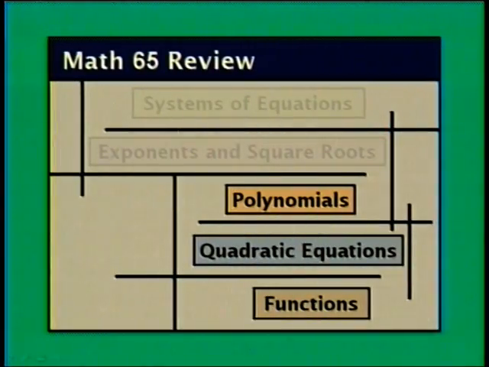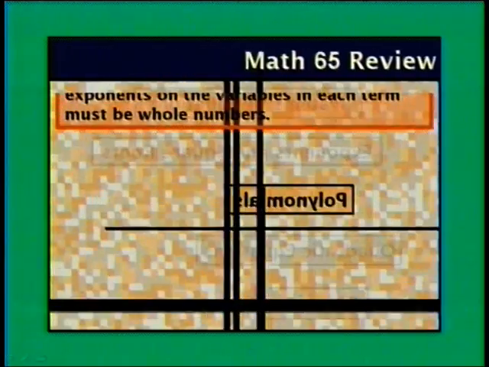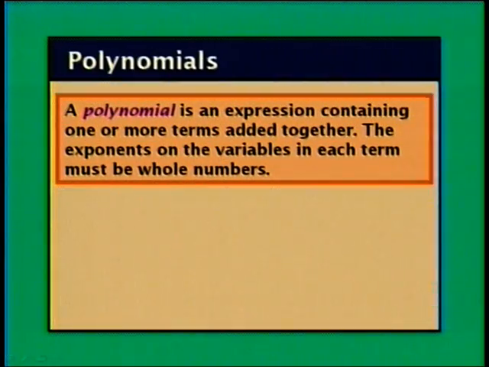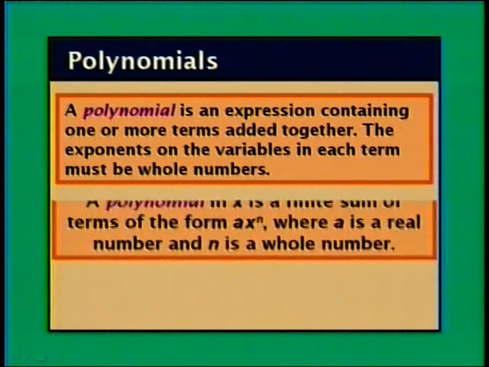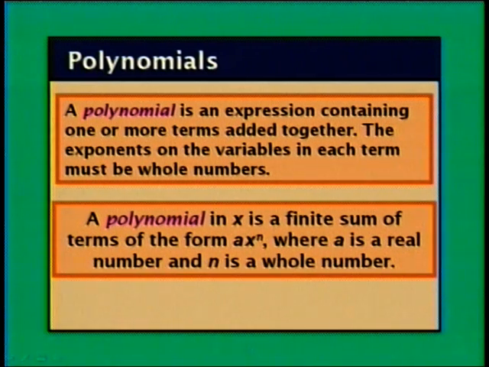Let's move on to polynomials. We began with a whole lot of definitions. A polynomial is an expression containing one or more terms added together. The exponents on the variables in each term must be whole numbers. We had a different way for the same definition. A polynomial in x is a finite sum of terms of the form ax to the n, where a is a real number and n is a whole number.